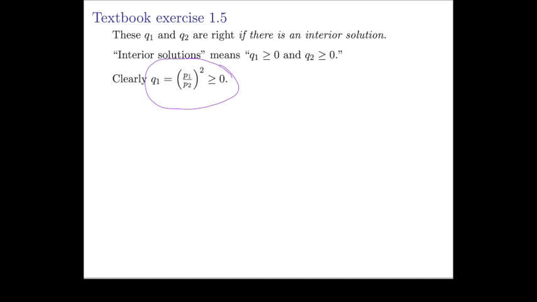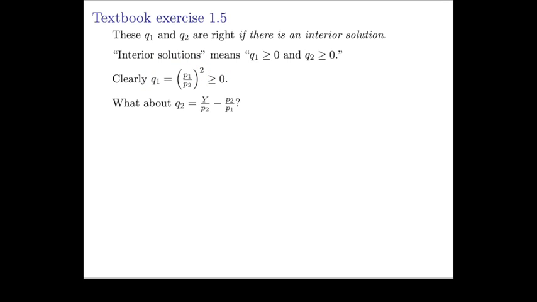Okay, we're not quite done yet. We found Q1 and Q2 and those are right if the solution is an interior solution. So it's going to depend on Y. What do we mean by interior solution? We mean that Q1 and Q2 both have to be non-negative. Of course, we found Q1 as being P2 divided by P1, squared. The prices are not going to be negative numbers. And even if they were, since we're squaring it, this is not going to be a negative number. So we don't have to worry about Q1 being negative.